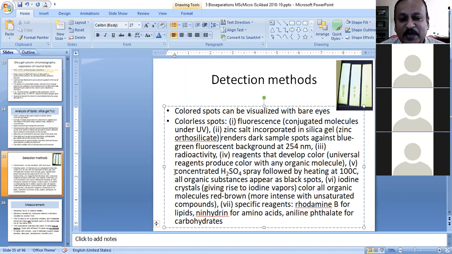We can also use concentrated H2SO4. This is a universal kind of detector. H2SO4 will be able to detect all the organic substances in the form of black colored spots. Then if you want a more specific kind of detection, ninhydrin solution can be used for detection of amino acids. I think you might have performed paper chromatography of amino acids in your BSc. Have you done it? Yes, sir.